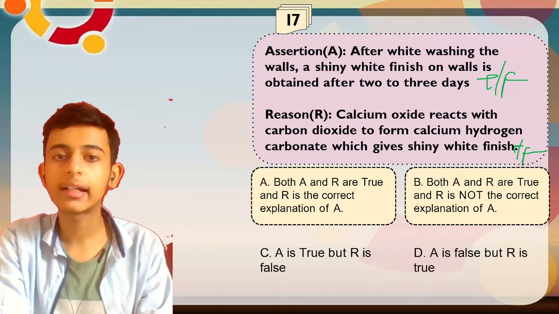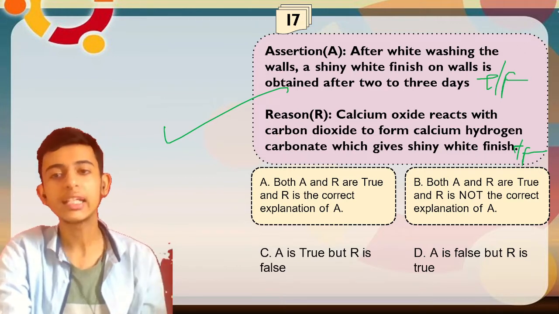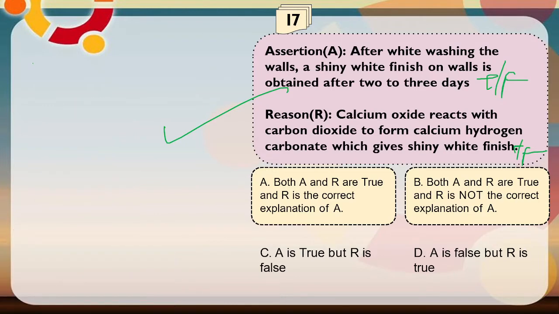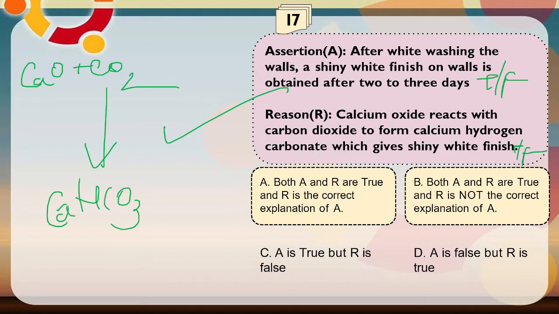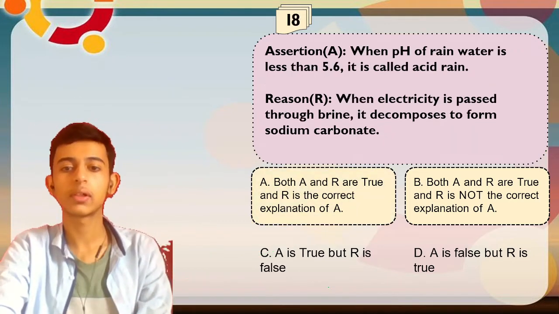Okay, let's see. This is the very correct statement: assertion that after whitewashing the walls, a shiny white finish on the walls is obtained, definitely. But look at the reason. The reason is saying calcium oxide reacts with carbon dioxide to form calcium hydrogen carbonate. Do you think so? Wrong. CaCO3, that is calcium carbonate, gives a shiny finish. So the answer is C. Assertion is true, but reason is false.